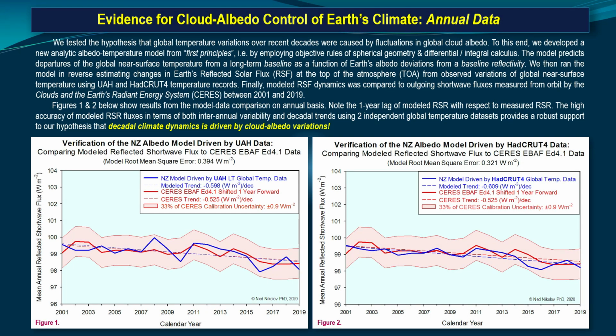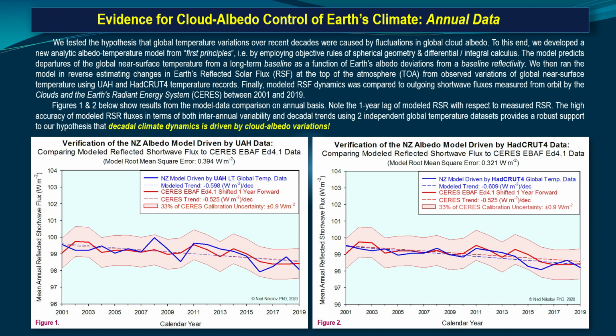Evidence for cloud albedo control of Earth's climate from annual data. This slide shows results from the application of the inverted NZ model to estimating Earth's average annual reflected solar fluxes using two global near-surface temperature records as input.